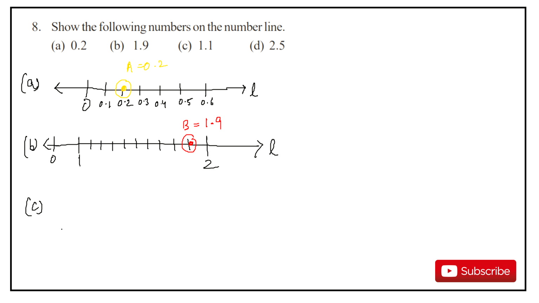So again I'm going to take 0 1 1 2 3 4 5 6 7 8 9 10. On the 10th, our number has changed. Now what we have done here is 1.1. So just after 1 we have point number C, 1.1, right.